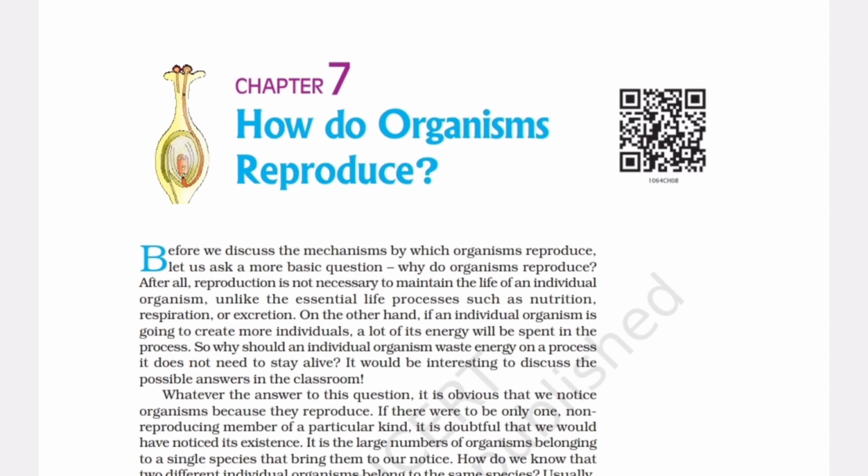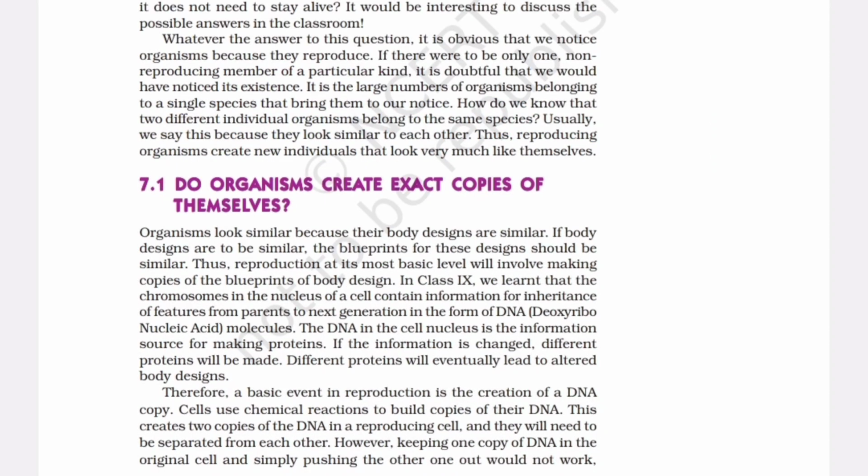Whatever the answer to this question, it is obvious that we notice organisms because they reproduce. If there were to be only one non-reproducing member of a particular kind, it is doubtful that we would have noticed its existence. It is the large numbers of organisms belonging to a single species that bring them to our notice. How do we know that two different individual organisms belong to the same species? Usually, we say this because they look similar to each other. Thus, reproducing organisms create new individuals that look very much like themselves.